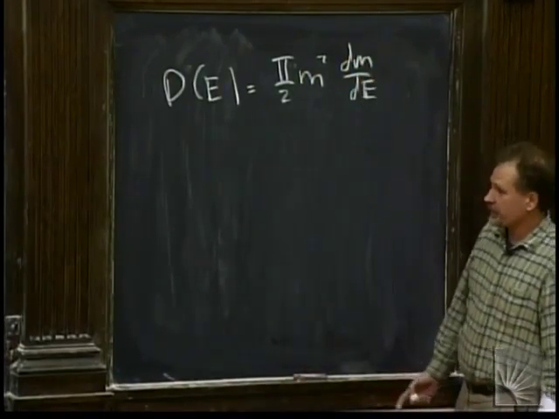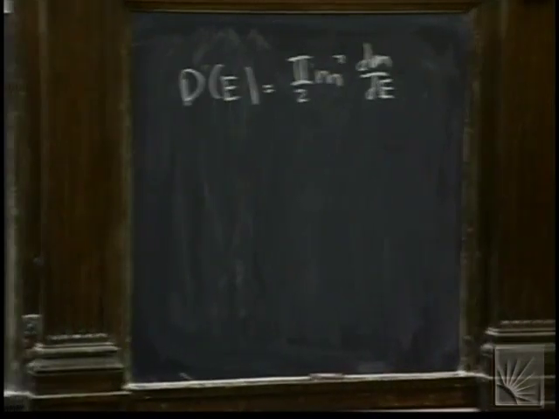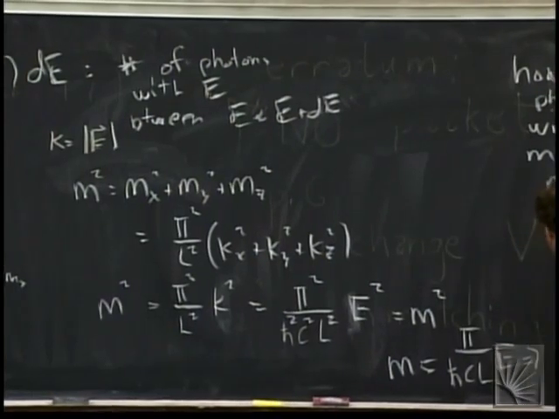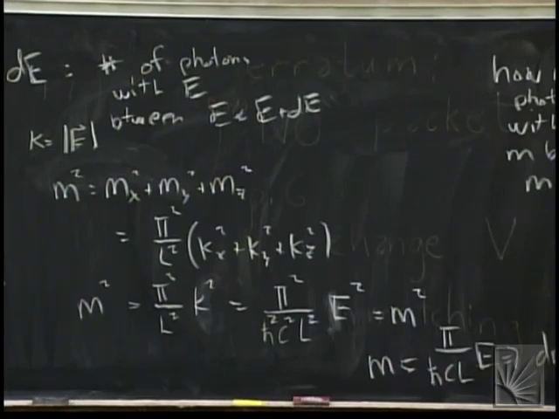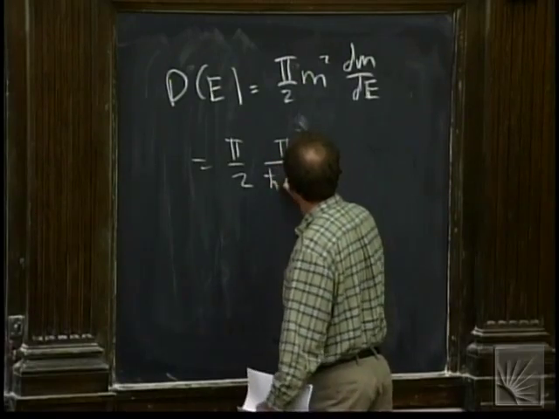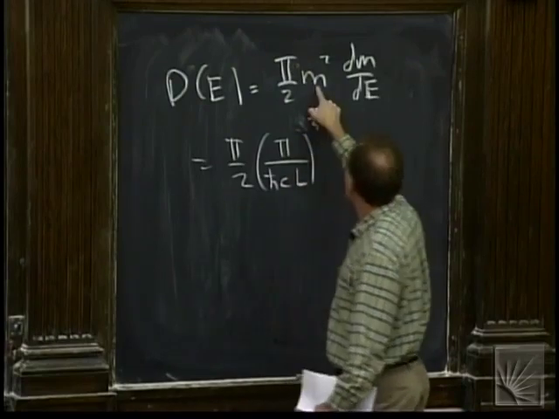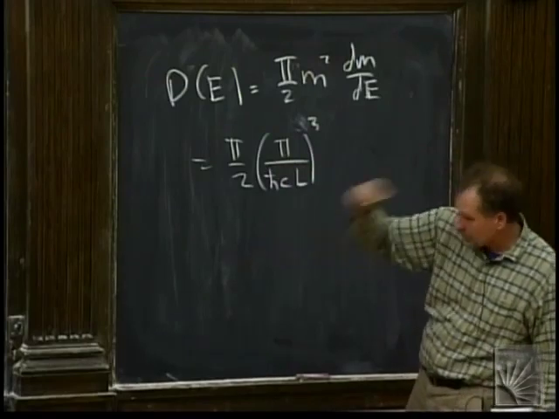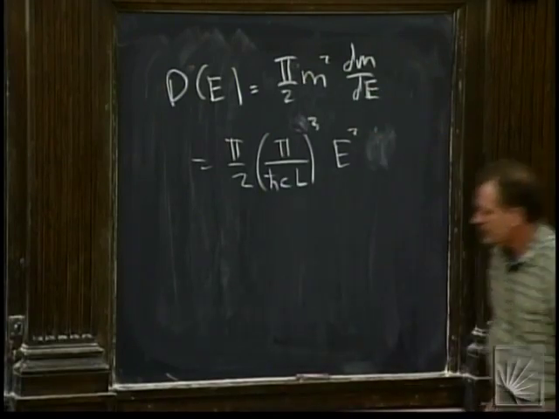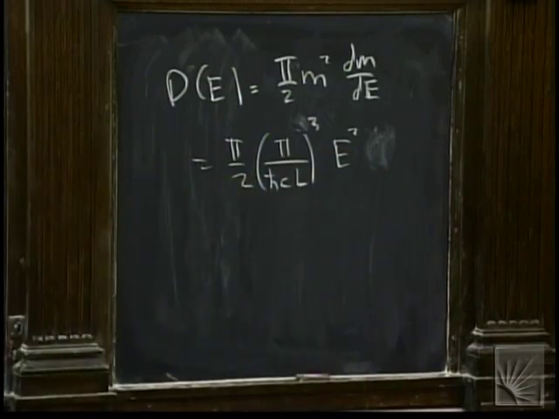Okay? And so this is pretty straightforward. There's m squared. It's also true if I just take the square root of this equation that m is pi over h bar c L times E, and therefore dm is pi over h bar c L dE. Okay, so dm times m squared, plug it in, pi over 2. m squared was pi over h bar c L, cubed. I'll get one factor of that prefactor from m squared and one factor from dm. E squared, and dm dE is just the pi over h bar c L. Okay?